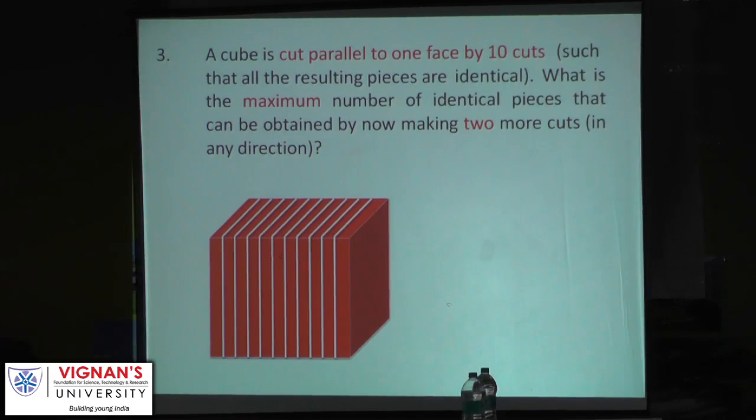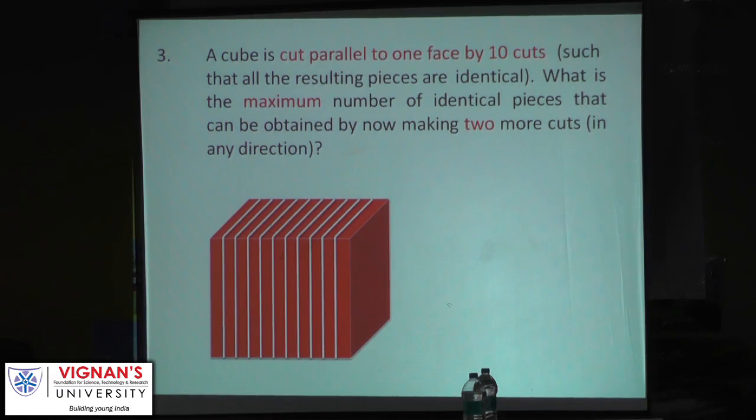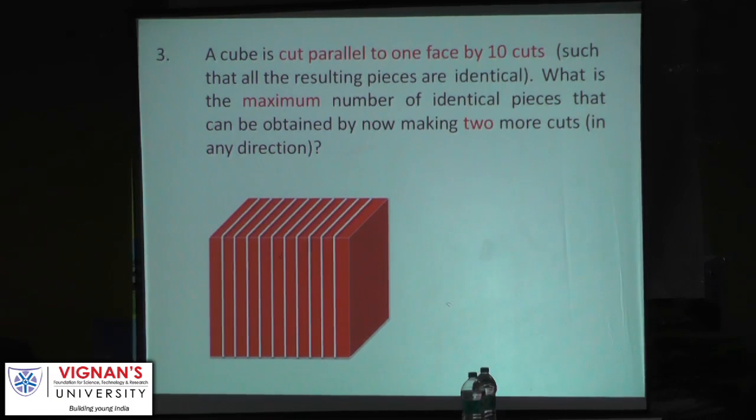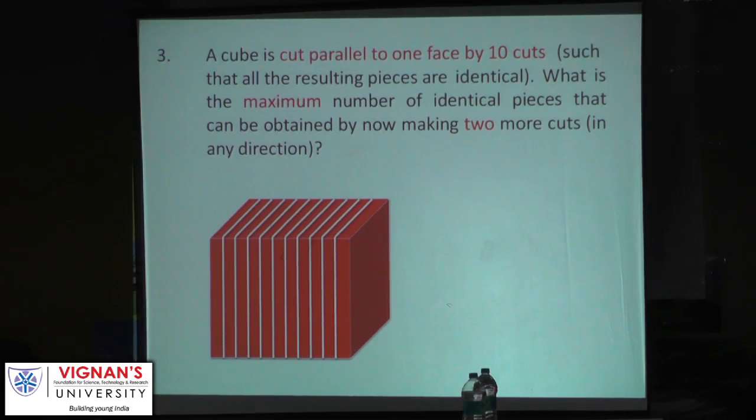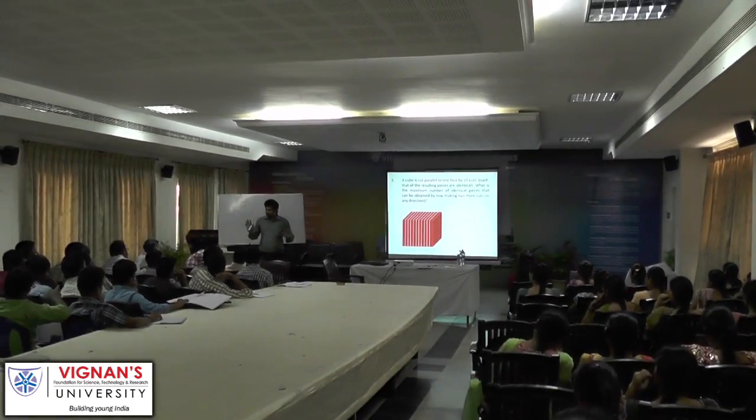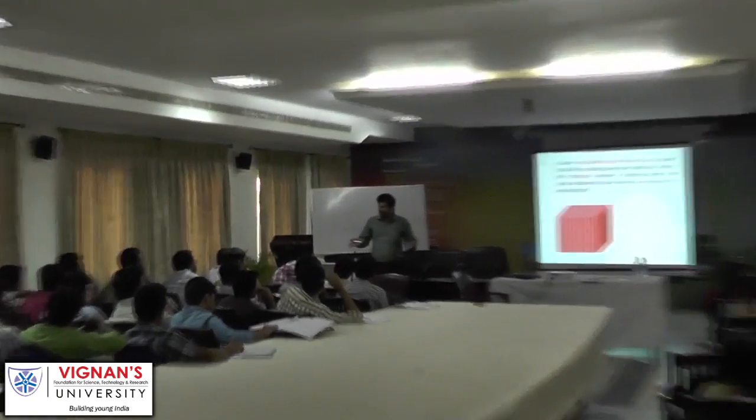We can't make one more cut in the same dimension because the resulting pieces will not be identical. Now, if you distribute, there are two more dimensions that we can use. If you distribute cuts in those two dimensions, then you get maximum. Or if you restrict yourself to one of the dimensions, then you get minimum.